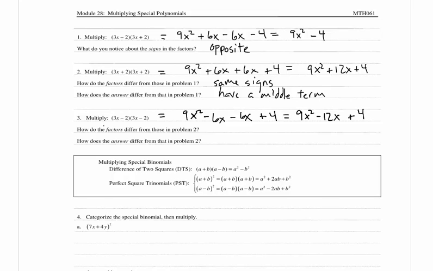And then they ask, how do the factors differ from those in problem 2? And they differ because the terms are subtracted inside our binomials. And then they ask, how does the answer differ from that in problem 2? And they differ because the middle term is now negative.